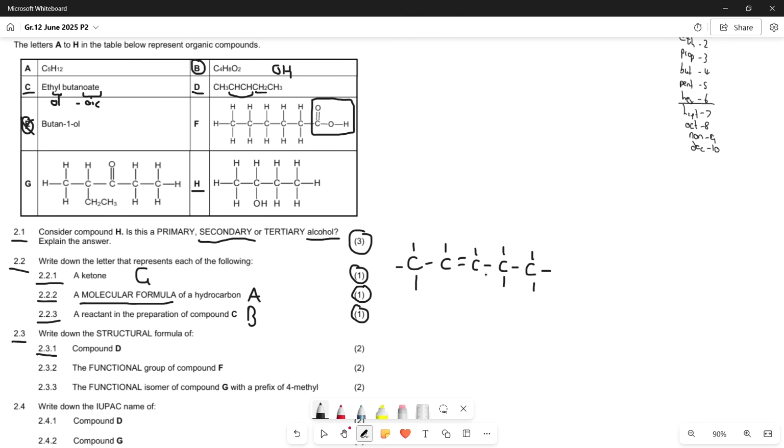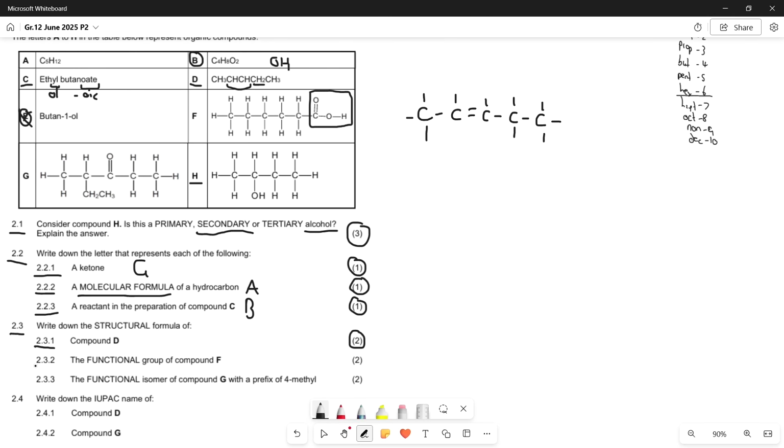So right now we just earned 2 marks because we drew the structural formula of compound D and accounted for the fact that there is a double bond on the second C. Okay, and then 2.3.2 says the functional group of compound F. So compound F is here. When we were identifying things earlier, we saw that this was a carboxylic acid, and before that we identified that this was the functional group.